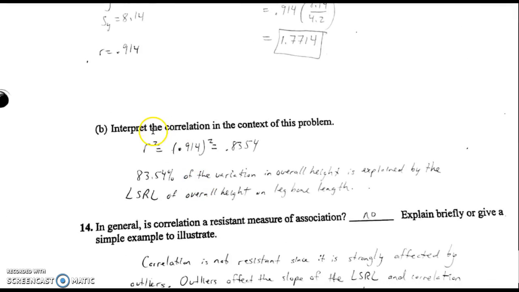B says that we need to interpret the correlation in the context of the problem. So interpreting the correlation is talking about r squared. So r squared is 0.914 squared, which is 0.8354. And then the interpretation of that is just that sentence that I told you guys you need to remember, which says that 83.54% of the variation in overall height, the variation in the y variable, is explained by the least squares regression line of overall height on leg bone, of y on x.